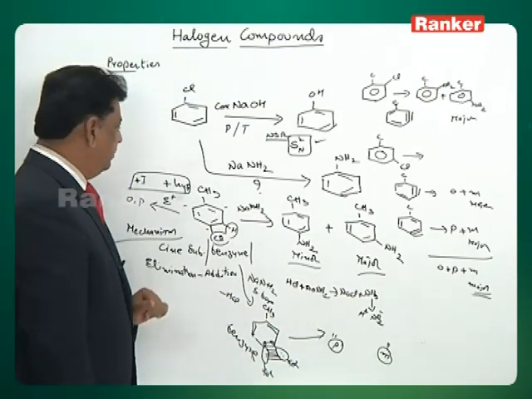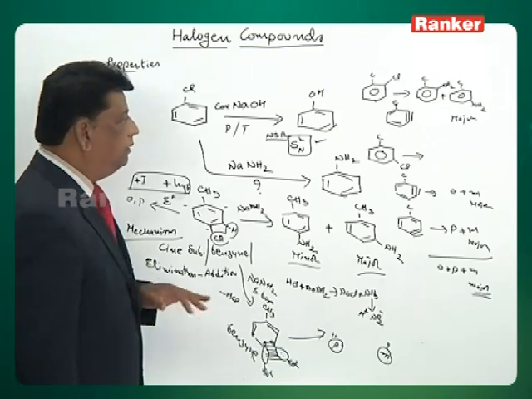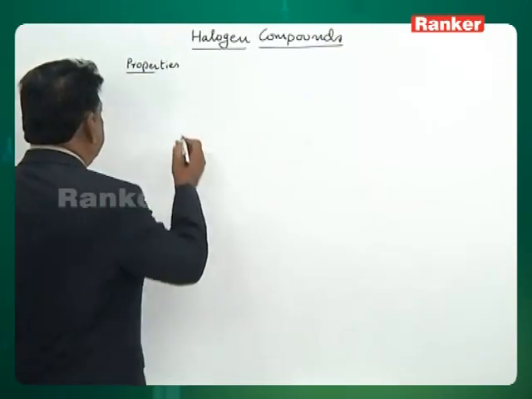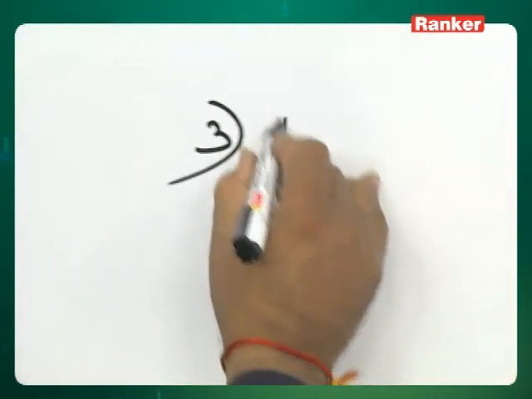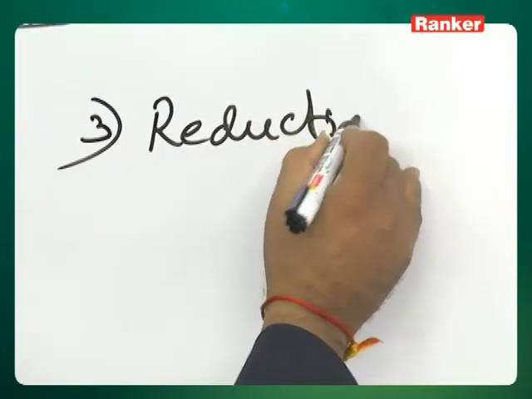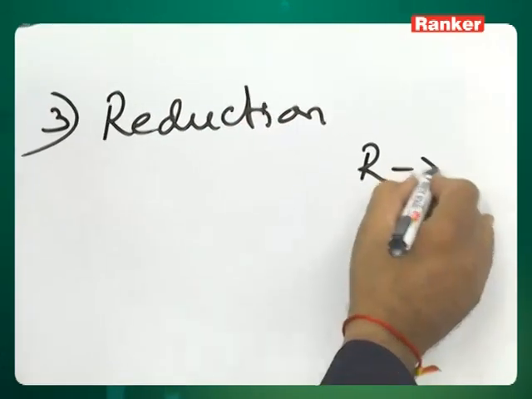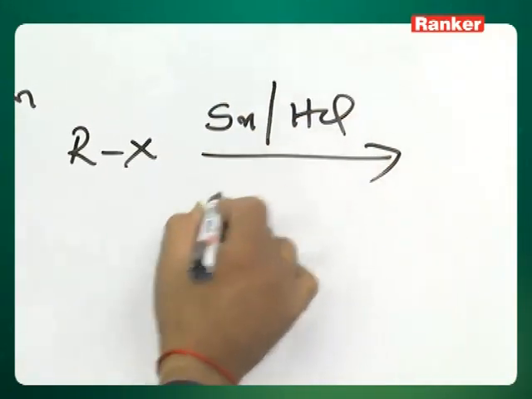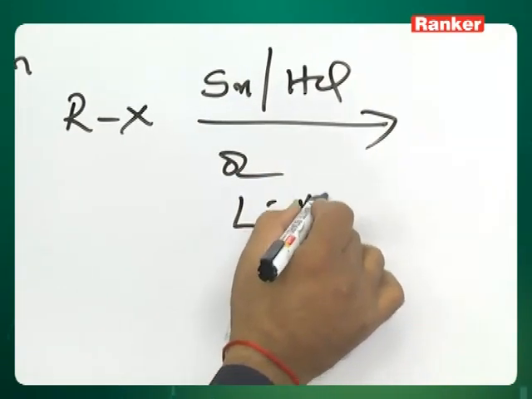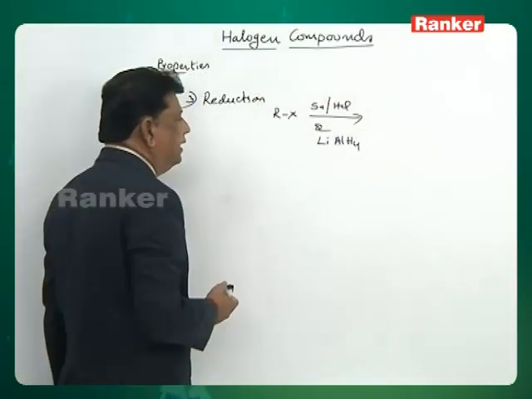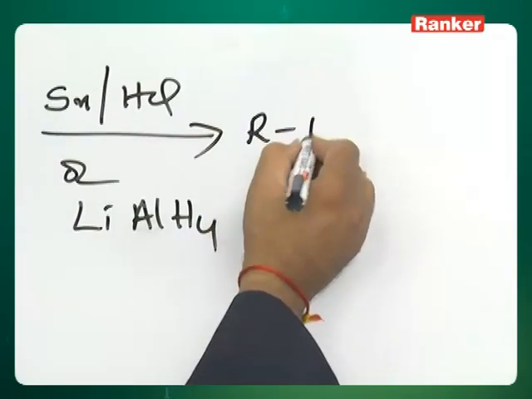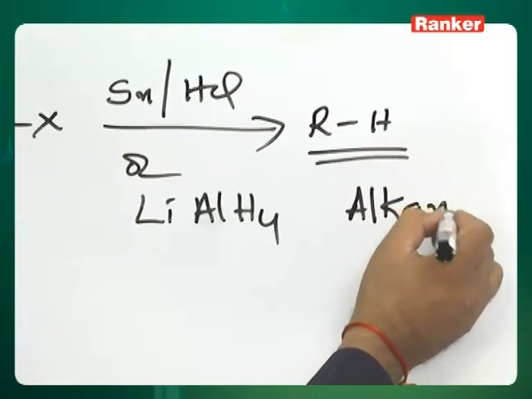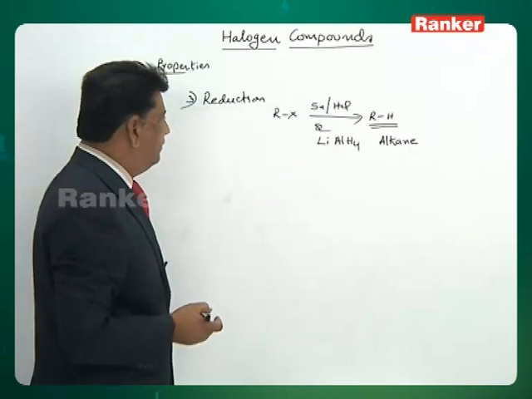However, this type of reaction is now and then coming in the IIT examination also, so the answers will be like this. The other property is the reduction of alkyl halides. When alkyl halides are reduced with a reagent like tin and HCl or lithium aluminum hydride, which are vigorous reducing agents, alkanes are formed. In fact, this reaction we have observed in the preparation of alkanes.